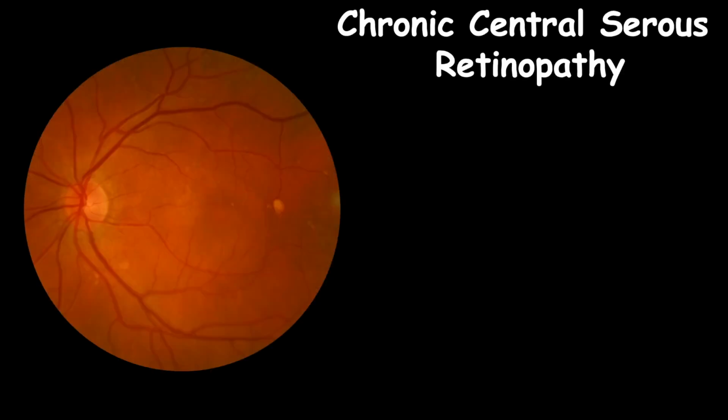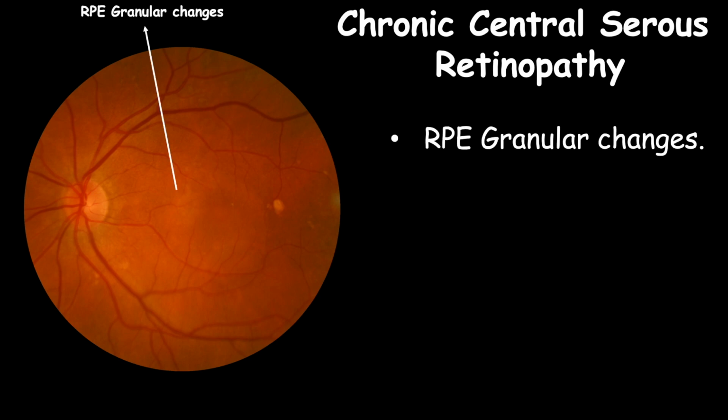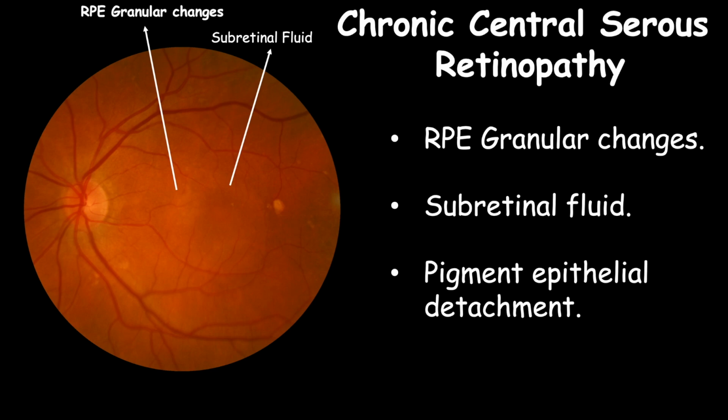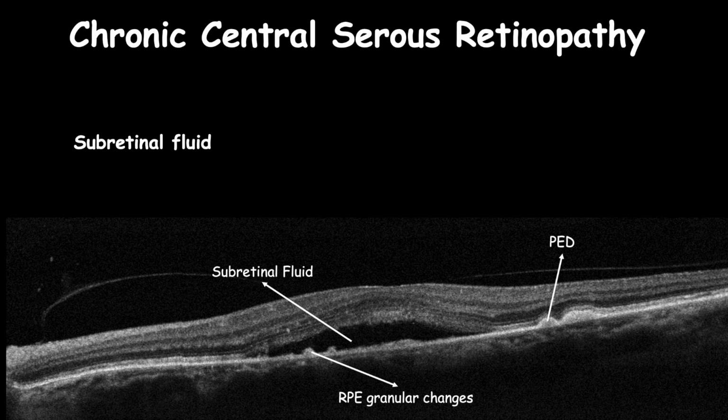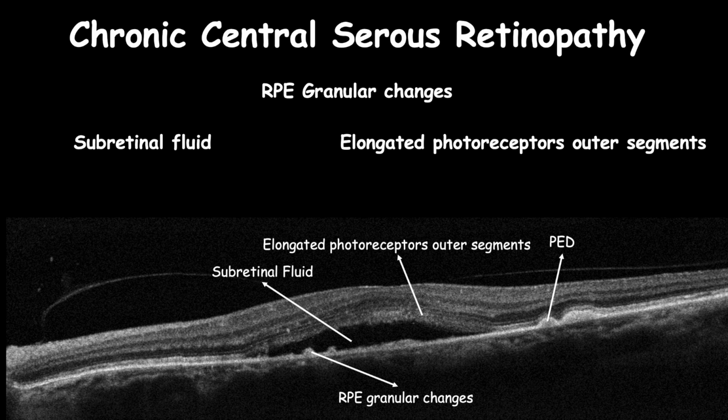Chronic CSR appears as granular RPE changes, along with subretinal fluid and PED. On OCT, it shows central subretinal fluid with PED and granular RPE changes, along with elongation of the photoreceptor outer segments and increased thickness of the choroid and the dilated vessels.